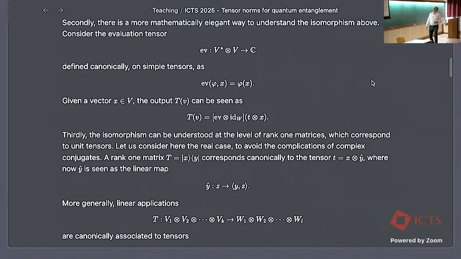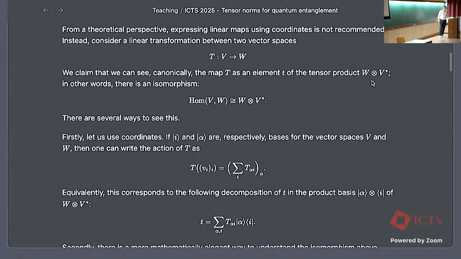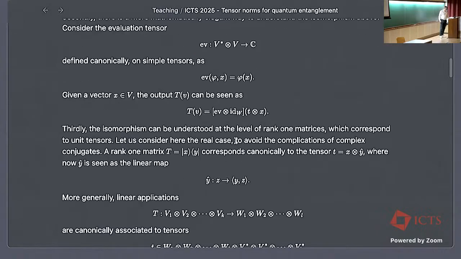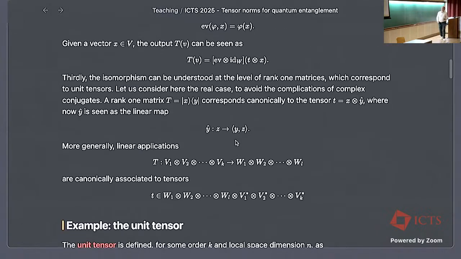Okay, so we have seen that these linear maps between V and W are the same as tensors in W tensor V star, tensor V dual. And this generalizes to more than one tensor factor. If you have a linear map between a tensor product of V's and a tensor product of W's, it's the same as a tensor in the tensor product of W's tensor the product of the duals of V's. It's really the same thing we had before, but now we have K and L vector spaces.